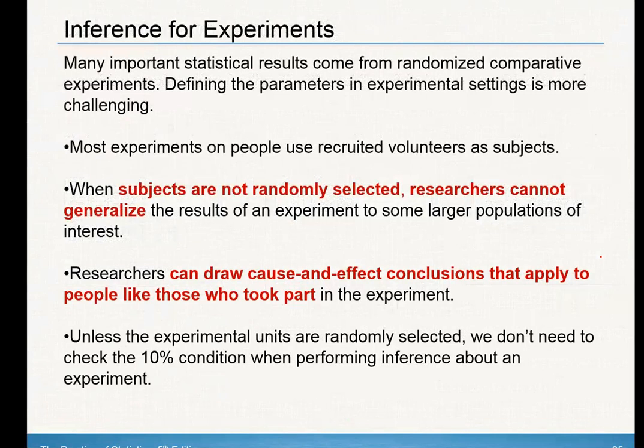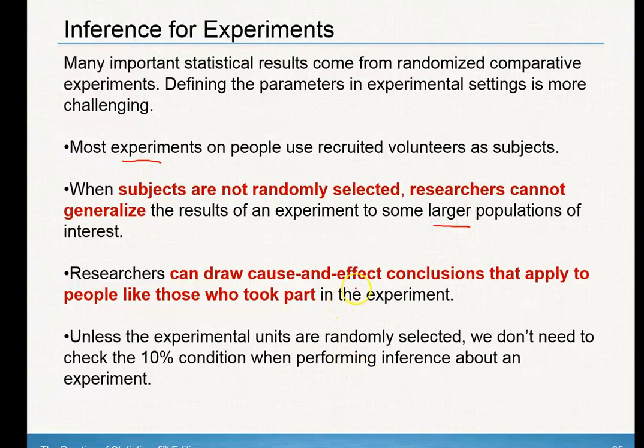All right, so inference for experiments. So many important statistical results come from randomized comparative experiments. Defining the parameters in the experiments is a little bit more challenging. Most experiments on people use recruited volunteers as subjects, and that makes it a little bit tricky because the subjects aren't always randomly selected. Therefore, when we have an experiment, we can't always generalize the information to the larger population. So be careful about that.